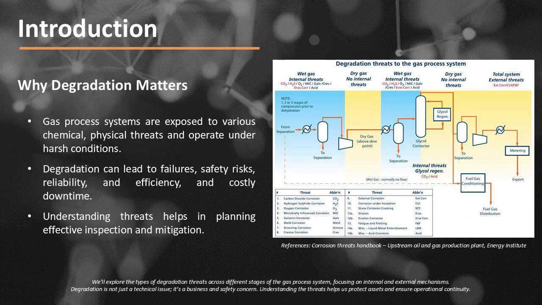Introduction: Why degradation matters. Gas process systems are exposed to various chemical and physical threats and operate under harsh conditions. Degradation can lead to failures, safety risks, reduced reliability and efficiency, and costly downtime. Understanding threats helps in planning effective inspection and mitigation.